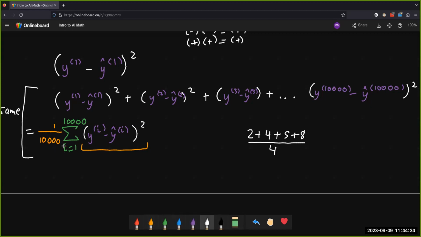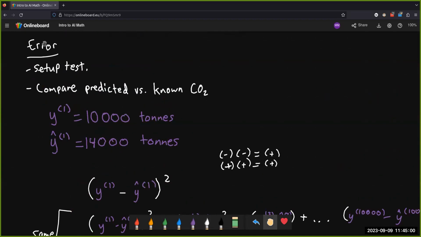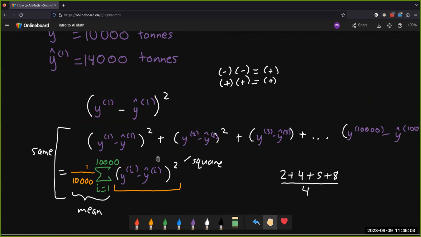So this is our final error function. This is what we call mean square error. Mean because we're taking an average. We're adding together a bunch of numbers, then dividing by 10,000 in this case, because we're adding up 10,000 numbers. So this part is the mean. You can see here, this is a square. And this is what we call an error function. If we get back a very large number here, it tells us the AI model is very wrong. If we get back a small number, the AI model is better.